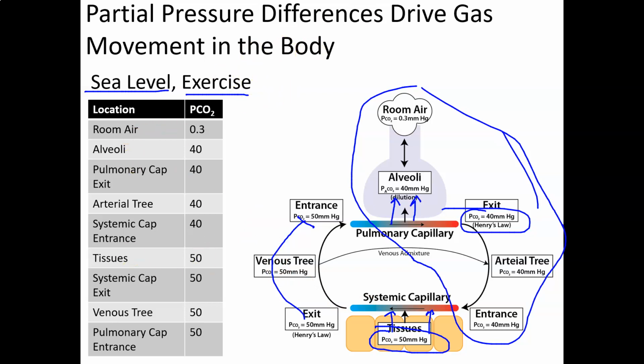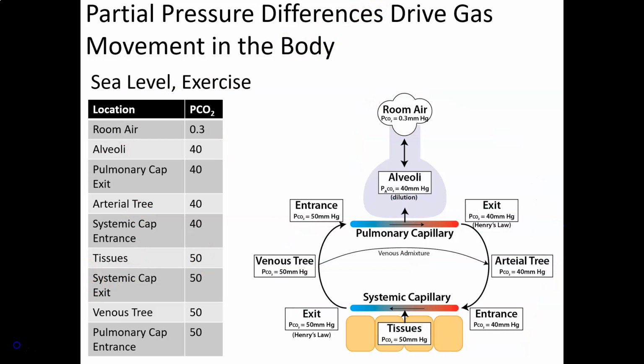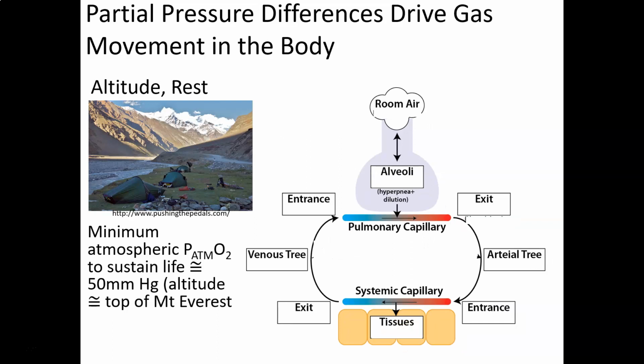Now, there's one more we can do as well, which would be what happens at altitude. So at altitude, there's a couple things to consider. First of all, is the partial pressure of oxygen enough to sustain life? Remember we said that the minimum is 50 millimeters of mercury, and that's actually a little less at the top of Mount Everest under most conditions, most days. All right, so we'd have to fill these numbers in just like we did before.